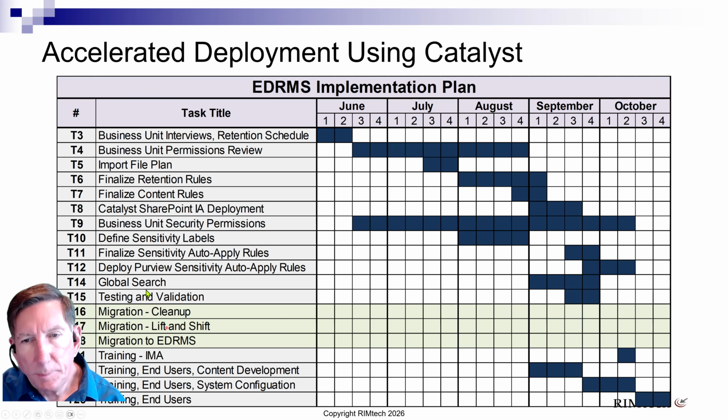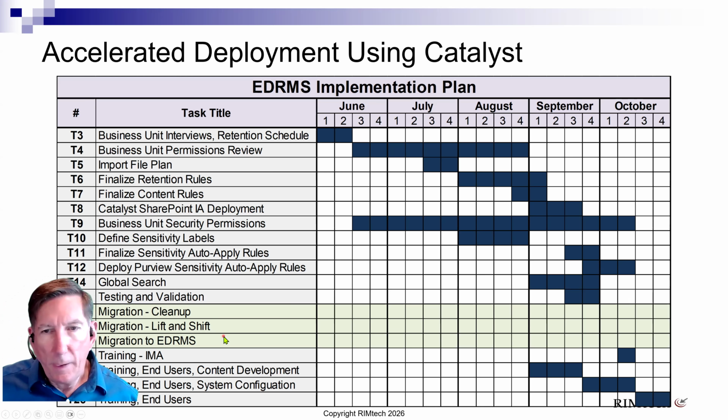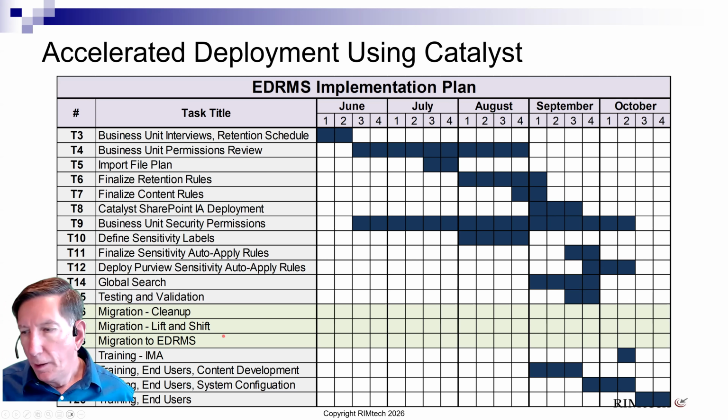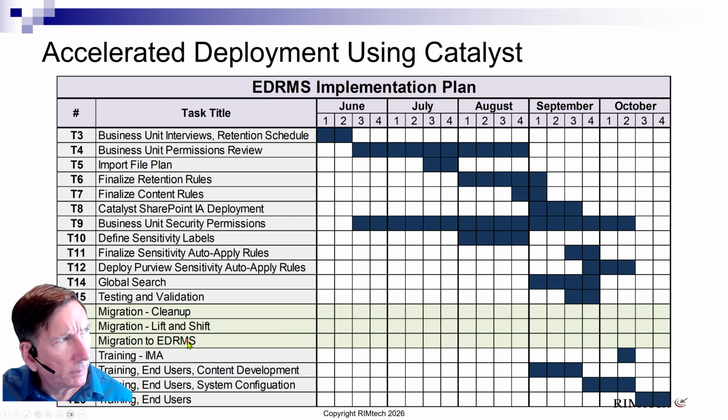Now, the next 3 steps I put in green because they're optional. If you're doing a migration, then there are 3 levels of migration: cleanup, lift and shift, and a true migration. That's another YouTube video. I don't think I've recorded that one yet, but it's coming up. So if we bypass migration, now we're talking about training.